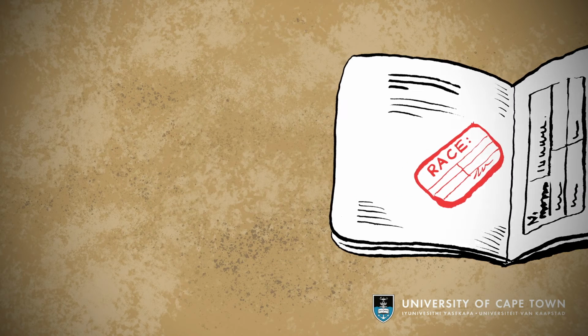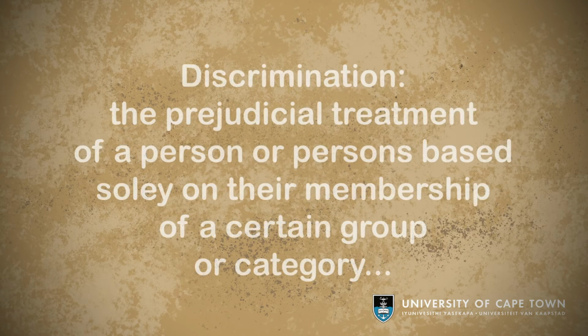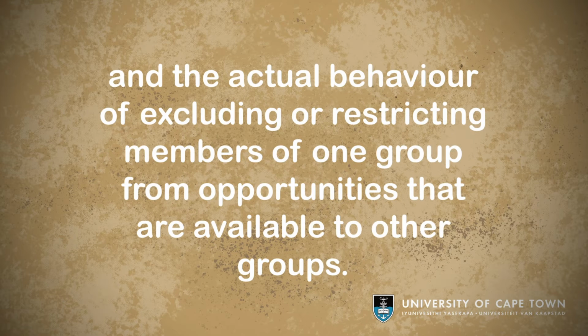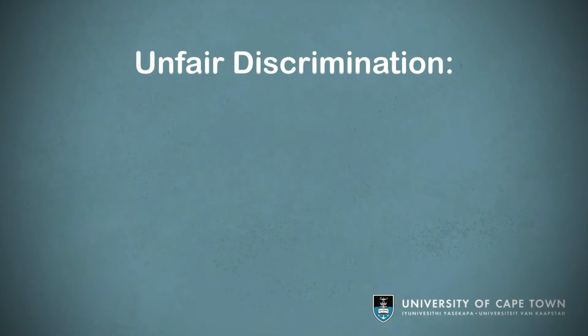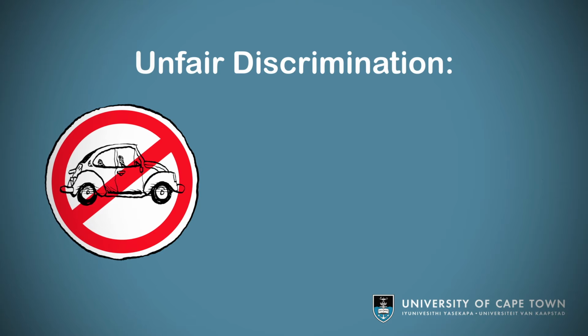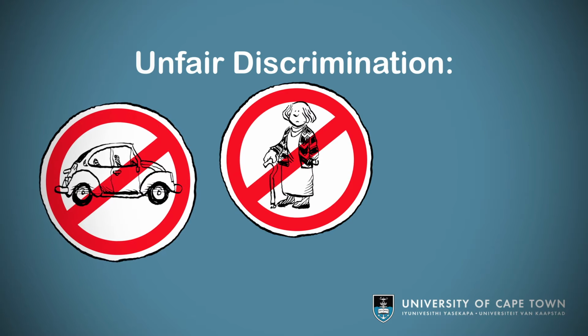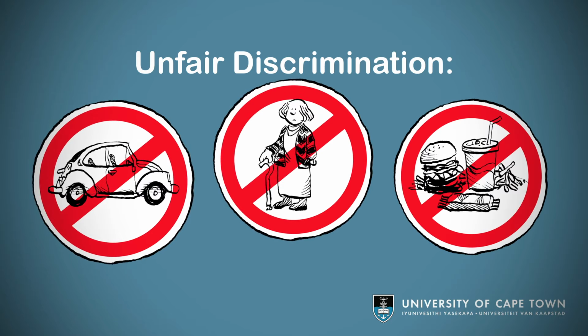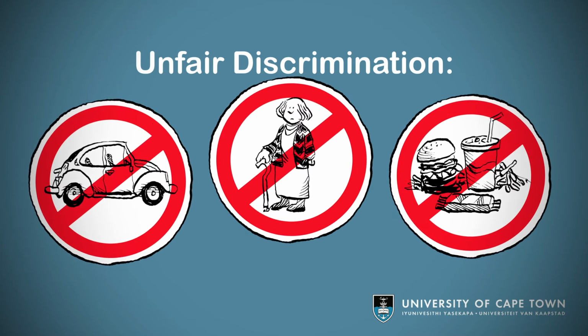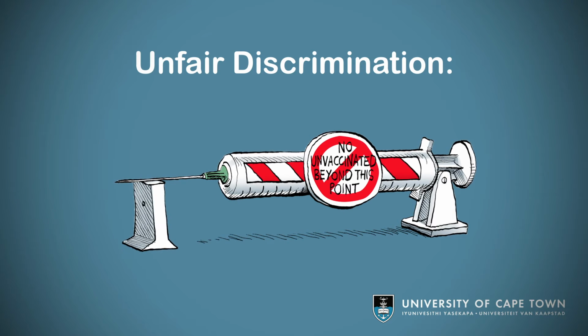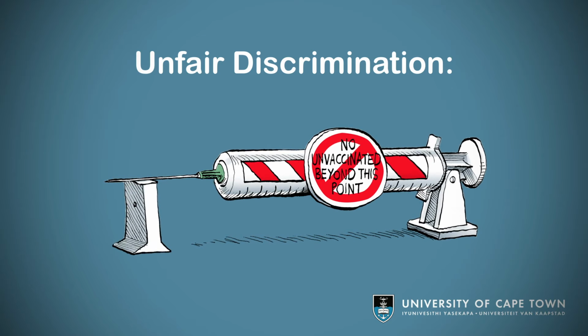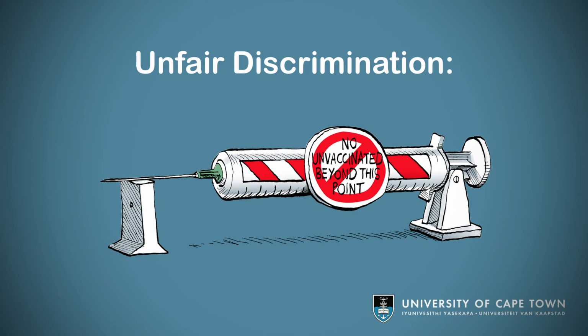It was based on discrimination, which is defined as the prejudicial treatment of a person or persons based solely on the membership of a certain group or category, and the actual behavior of excluding or restricting members of one group from opportunities that are available to other groups. It is important to note that unfair discrimination is not only restricted to racial discrimination. Unfair discrimination plays itself out openly and subtly in the form of classism, ageism, and discrimination between well-built and slender people, amongst other things. In addition, today in the COVID-19 era, we are seeing an additional form of unfair discrimination between vaccinated and unvaccinated citizens.